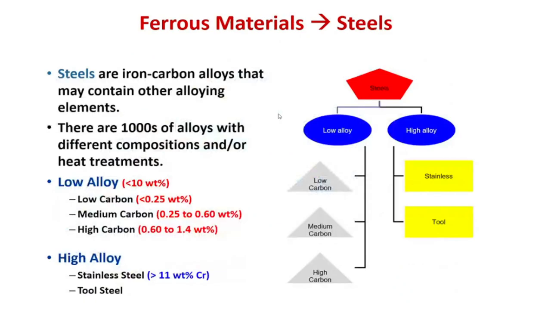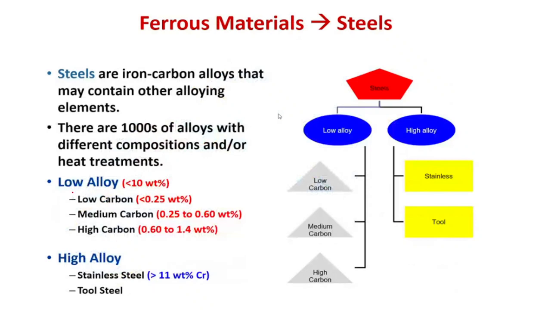Then, coming to the different types of steels. If we classify steels, there are two types: low alloy steel and high alloy steel. Under low alloy steel, we have low carbon, medium carbon, and high carbon steel. And under high alloy steel, we have stainless steel and tool steel. This can be a possible question.